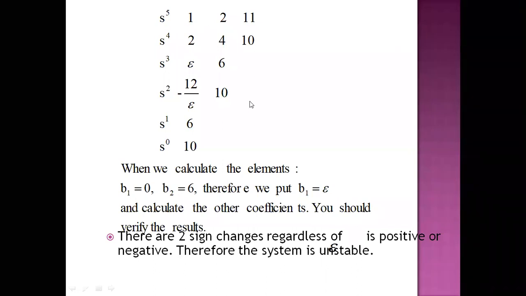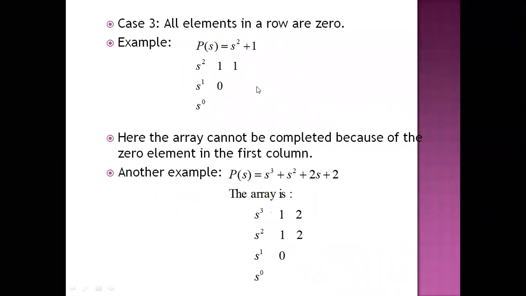Okay. Let us consider the next problem. Suppose all the elements in a row are 0. Let us consider this problem: s cube plus s square plus 2s plus 2. Here the first two row elements are 1, 2, 1, 2. In the third row, if you find it becomes 0, and this is also 0. So all the elements are 0.